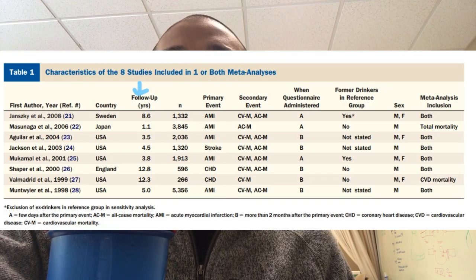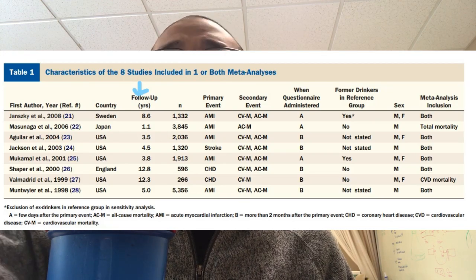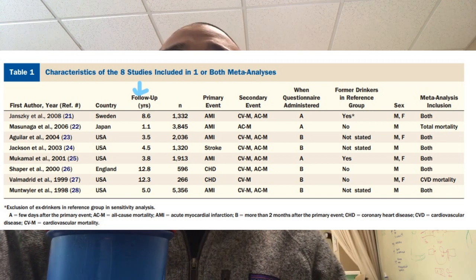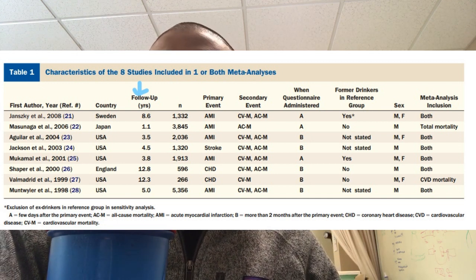Here are the 8 studies that they characterize. It's important for researchers to be transparent, just so everyone can see what he or she and the team did. So follow-up. These studies were prospective studies. They found these patients with cardiovascular disease, and they just kept on following up with them and assessed whether any of them died from cardiovascular disease, or just whether they died and from what cause.